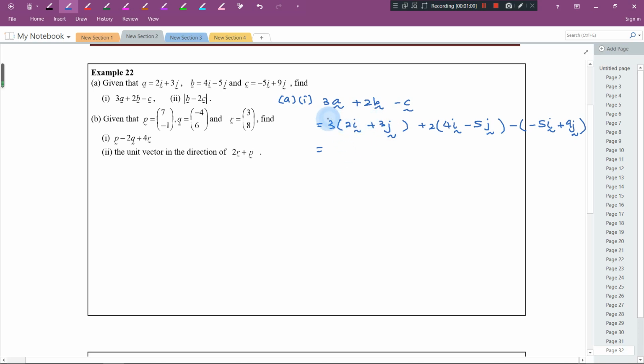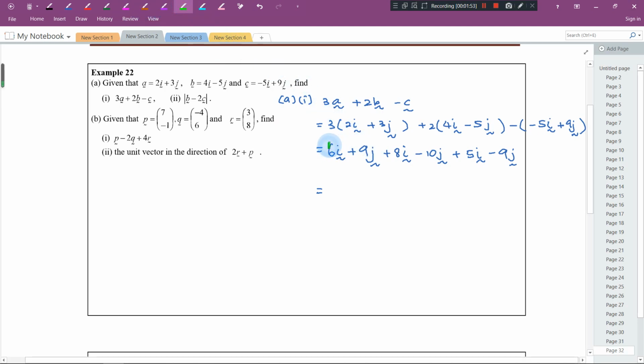Okay, here just do some expansion. 3 times 2 you will get 6i. 3 times 3 you get 9j. So positive times positive you get positive, right? 2 times 4 you will get 8i. Positive times negative you get negative, 2 times 5, 10. Negative times negative you will get positive, so it's 5i. Negative times positive you get negative 9j. Okay, so if you want to arrange i and i together and j together first, you can do it this way. If you don't want, you can start to do the simplification here.